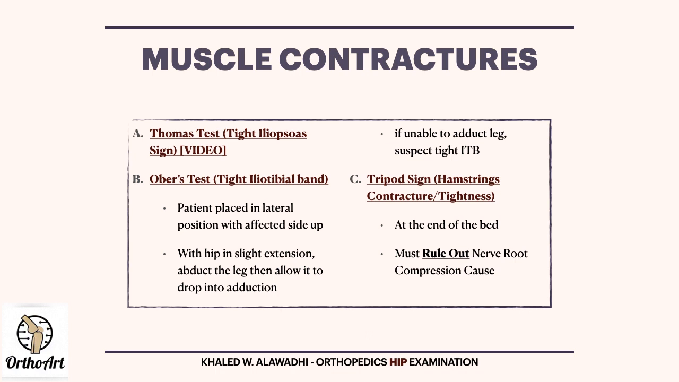Finally is the tripod sign, for hamstring contracture or tightness. You always do it at the end of the bed. Sometimes in the station, the bed is so close to the wall, there won't be enough space to perform the tripod sign. So if you can, if not, try to move it to the other side of the bed and do the test. In the exam, you will be asked to do one test of each section. So for muscle contracture, you have to do one test because of the time.